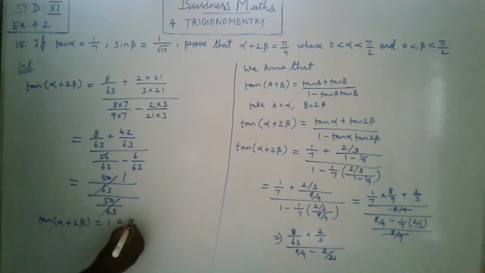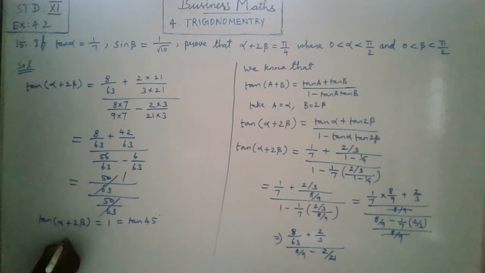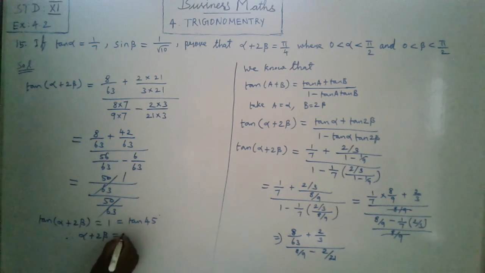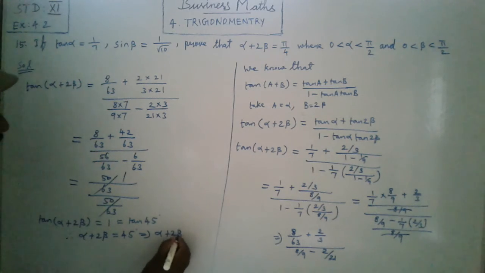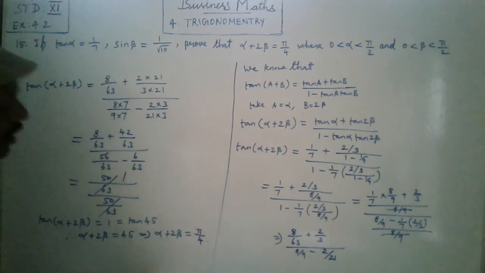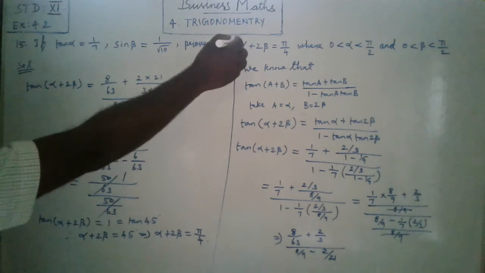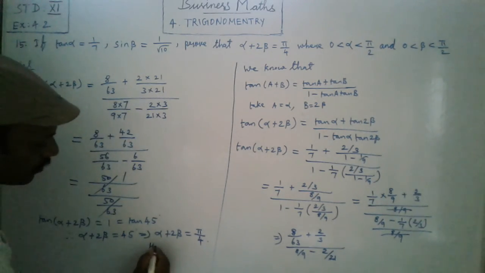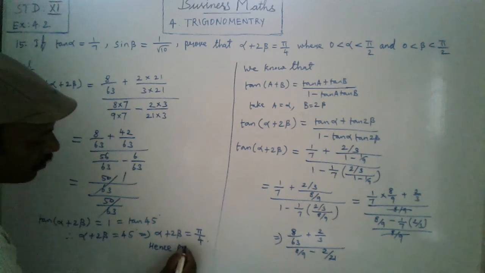One value we know is tan 45 degree. So on both sides tan is cancelled. Therefore alpha plus 2 beta equal to 45 degree. We should write in radian measure, pi divided by 4. Alpha plus 2 beta value is pi by 4. Hence proved. That's all.